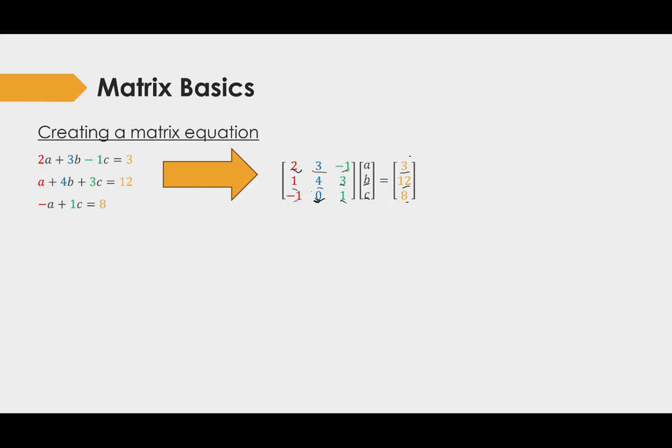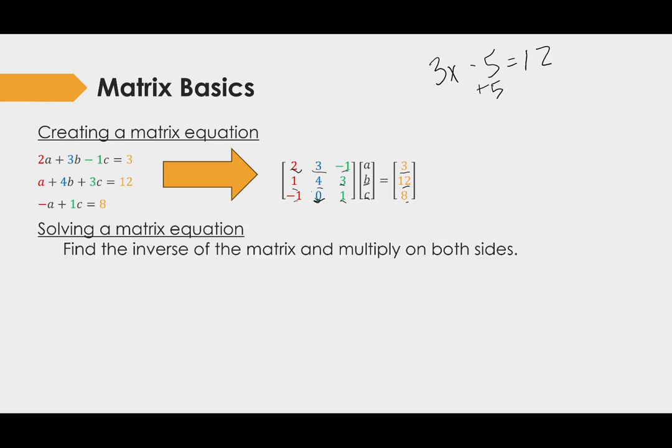Just like any equation, we can solve it using inverses. So, for example, if I had 3x minus 5 equals 12, I could use the inverse of adding 5, and then I would divide by 3 to solve that equation. So we can use an inverse in a matrix equation as well. We're going to find the inverse of the matrix and then multiply on both sides of this matrix equation, just like you would in solving a linear equation, right? We'd add 5 to both sides.